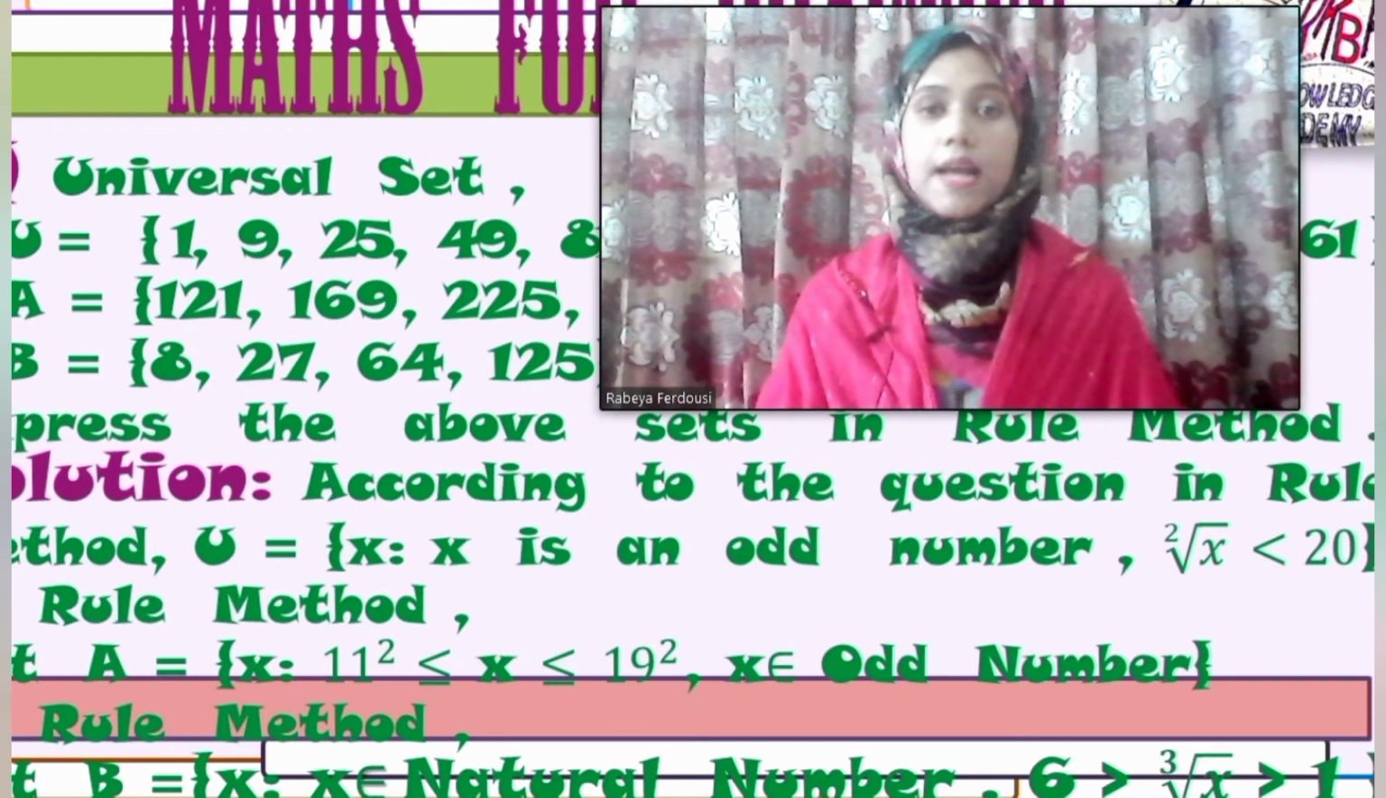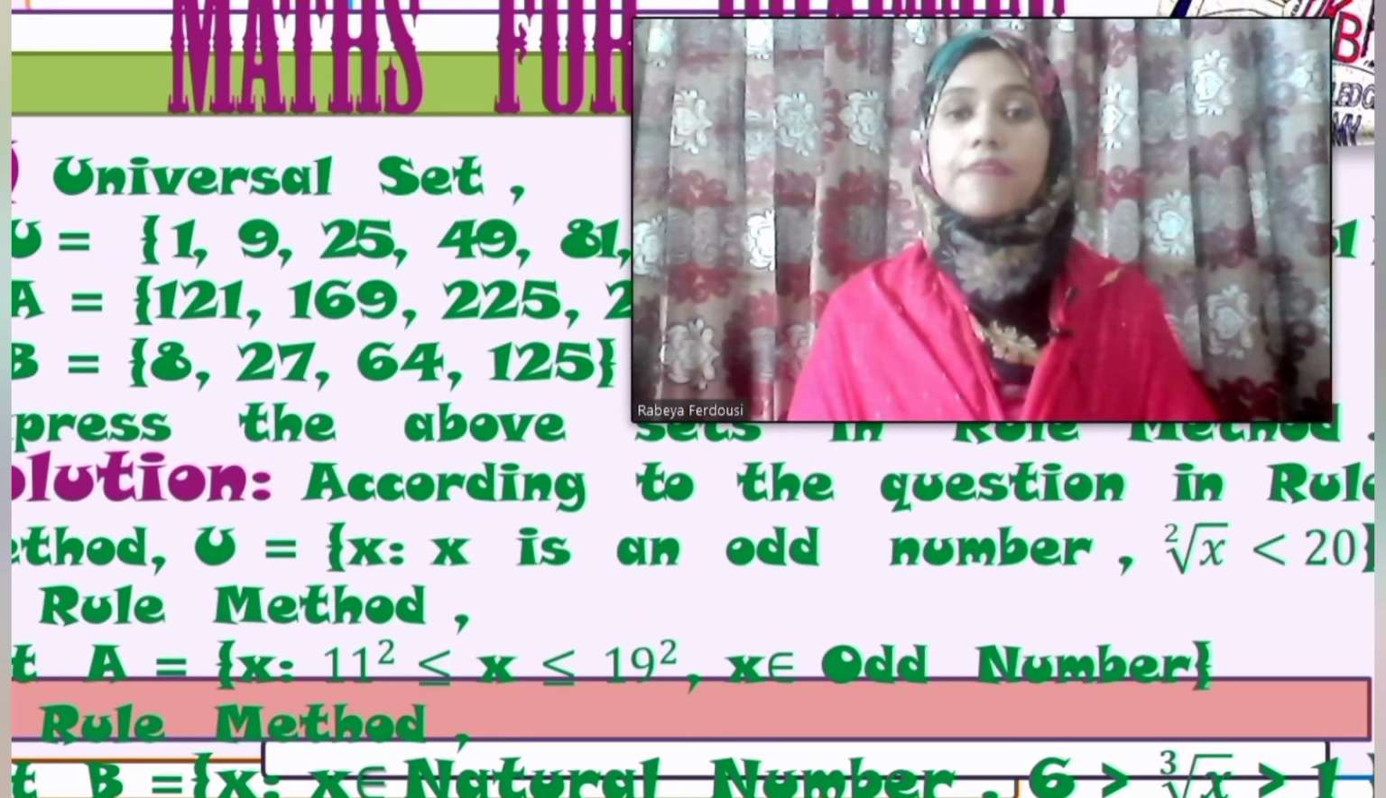such as the square value of 11 is 121, which is the first component of set A. Similarly, the square value of 19 is 361, which is the last component. Here you will see the square value of 20, that is 400, is absent in set A. So we can say in rule method the expression of set A will be x such that x is greater than or equal to 11 square, less than or equal to 19 square, and x belongs to odd numbers.